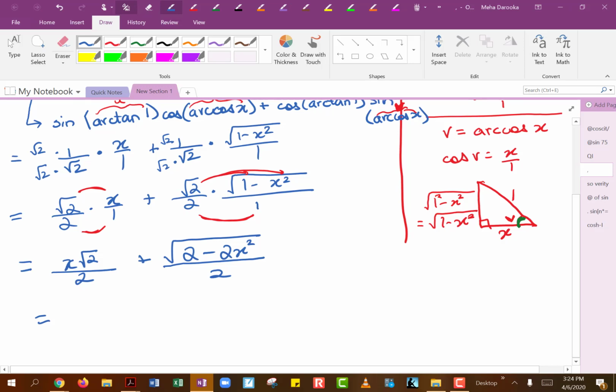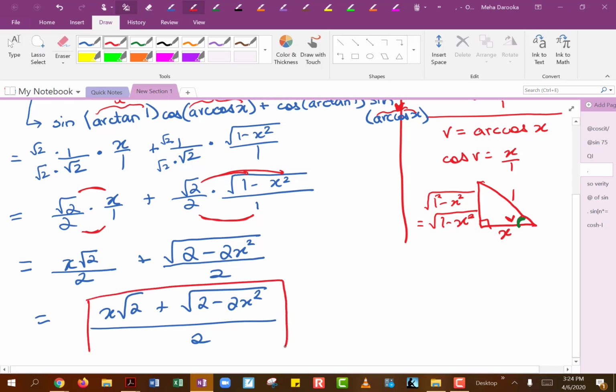You can put it all together over a common numerator, and this whole thing is your exact answer that we are looking for.